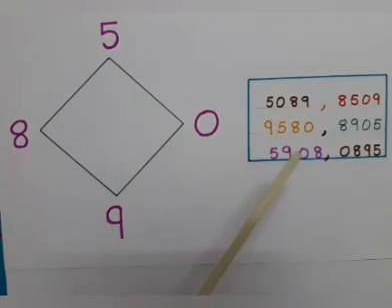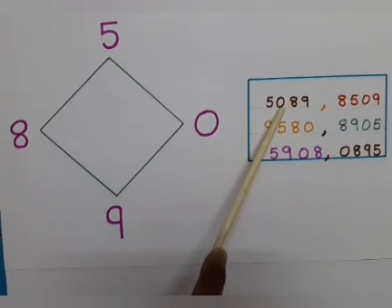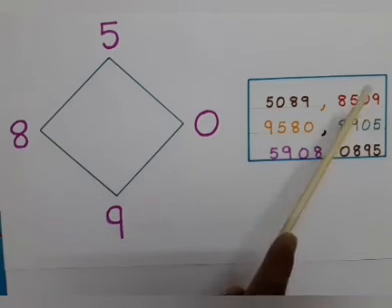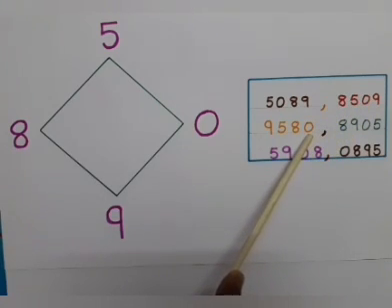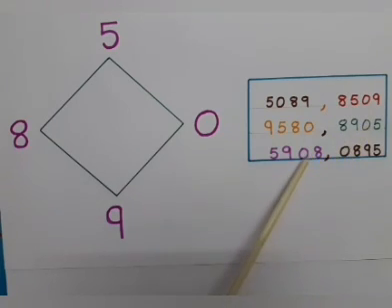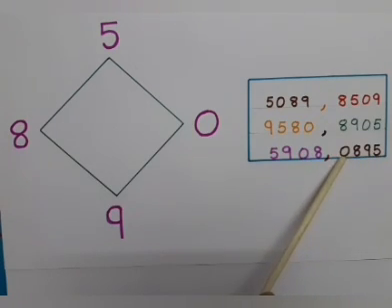Now if you notice children, in the first number 0 was in the hundreds place. Here 0 is in the tens place. Here 0 is in the units place. Again here 0 is in the tens place. And here 0 is in the tens place. But look at this number. 0 is in the thousands place.